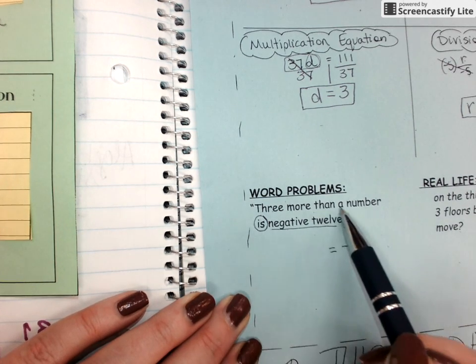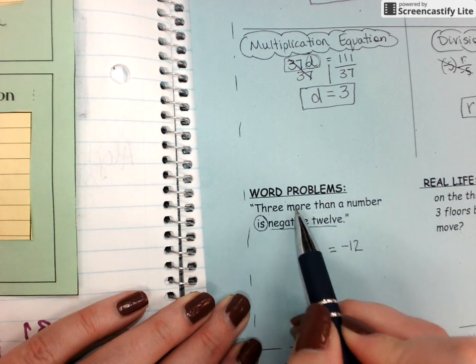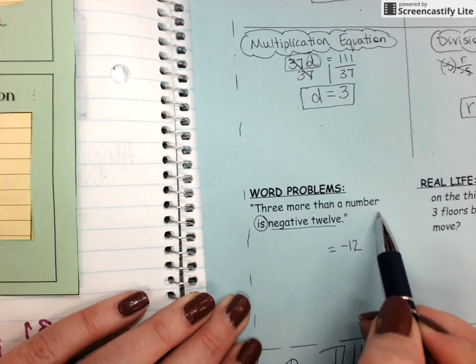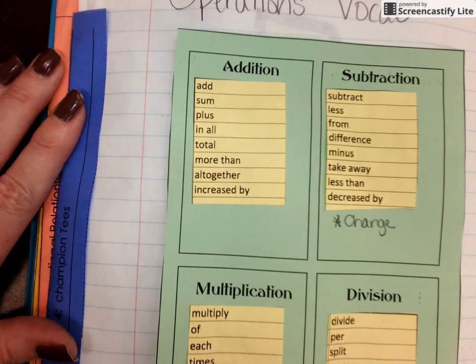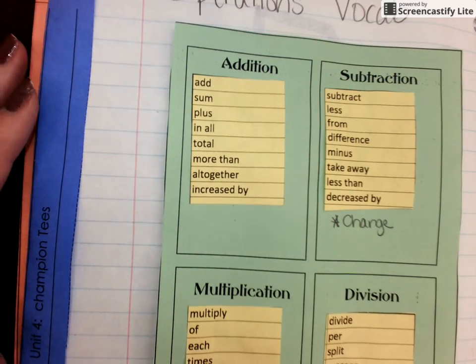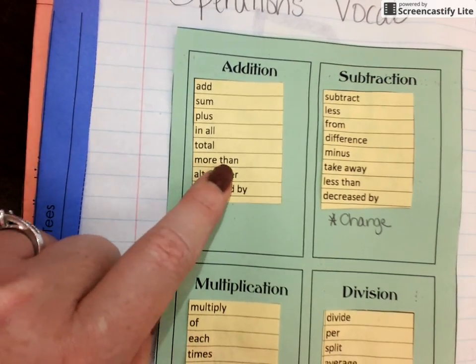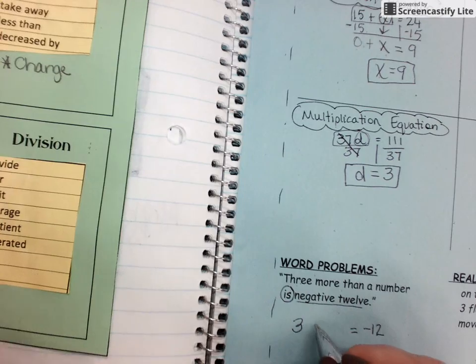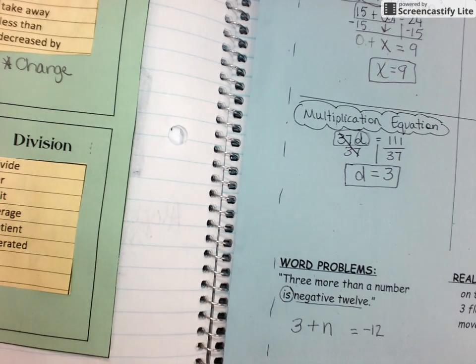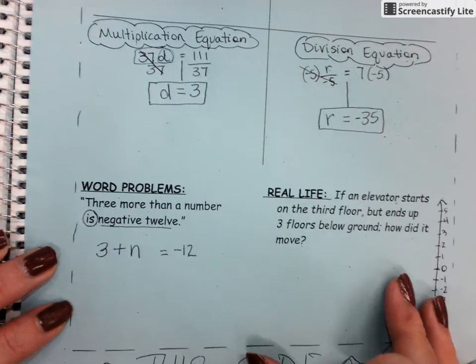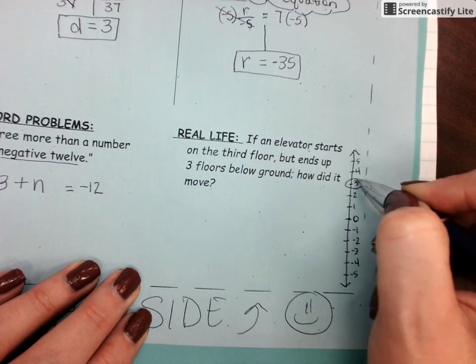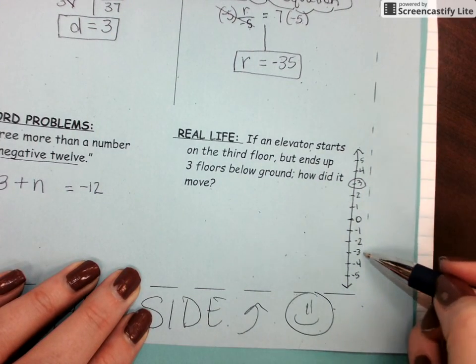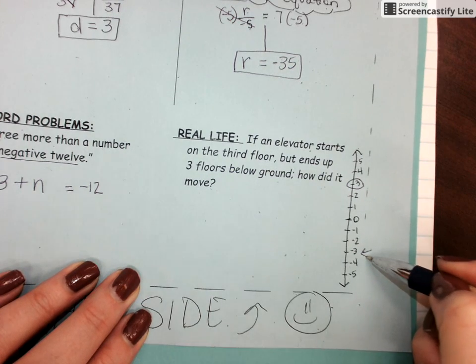But now we need to write this operation. 3 more than a number. So I got 3. I bet you probably know this, but let's look. What is more than? Here it is. More than means add. So 3 plus n. Let's look over here. If an elevator starts on the 3rd floor and ends up 3 floors below ground, how did it move?